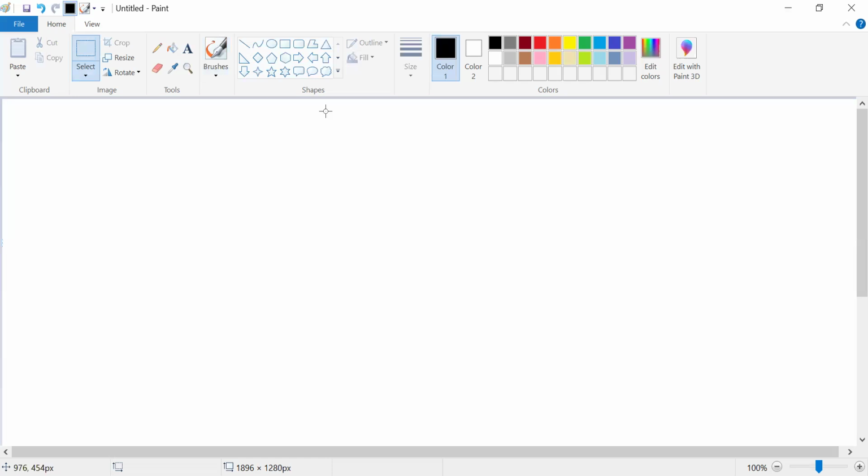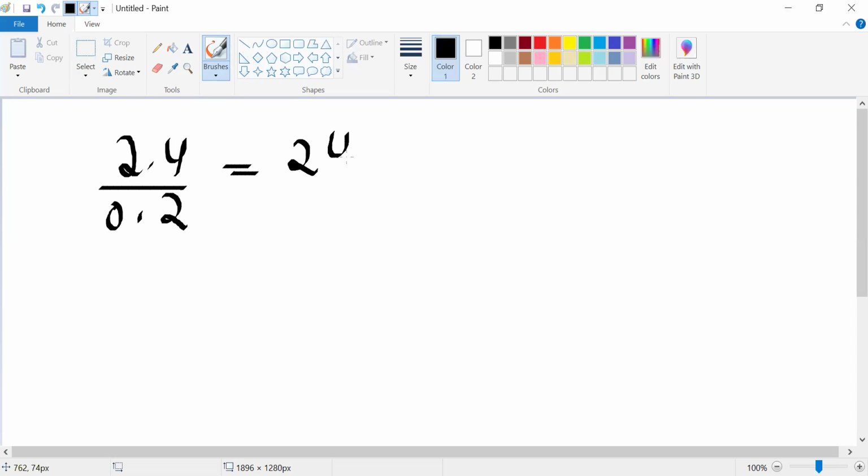Now let us see if both the numerator and denominator are decimals. What to do? 2.4 by 0.2. Both the numerator and denominator are like decimal now. Both have one decimal place. So simply you can write it as 24 by 2, which is 12.